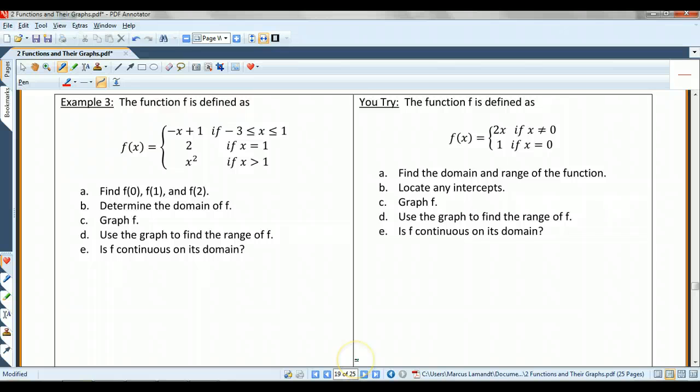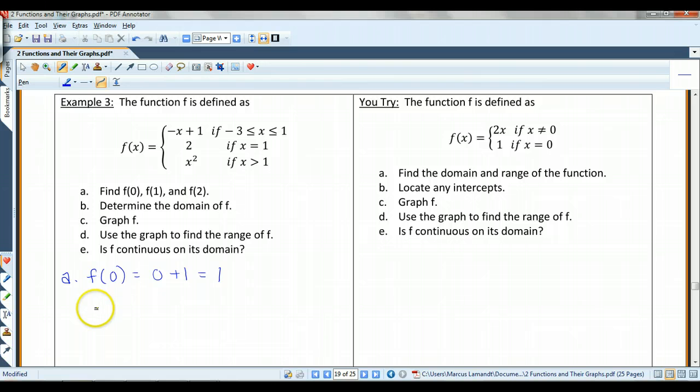Example 3. The function f is defined as, it's kind of in pieces. This is called a piecewise function. I think you guys are somewhat familiar with this, hopefully. Find f of 0, f of 1, f of 2. Okay, f of 0. 0 is in between negative 3 and 1, so we're going to use this function. If you plug in 0, you get 0 plus 1, which is 1.